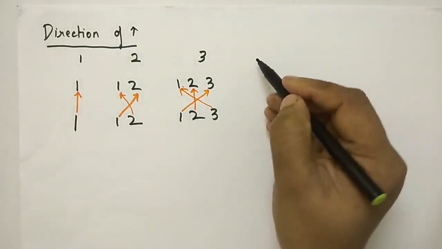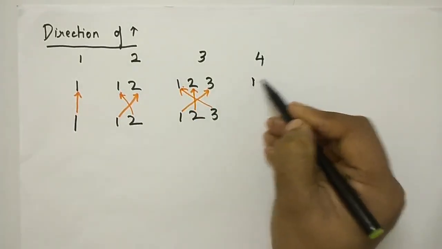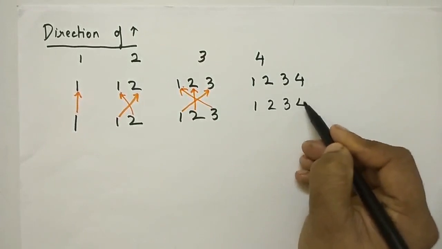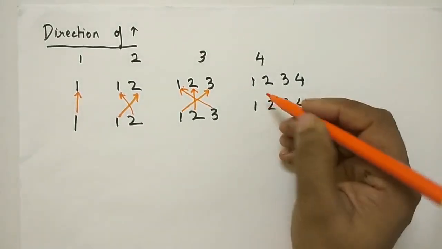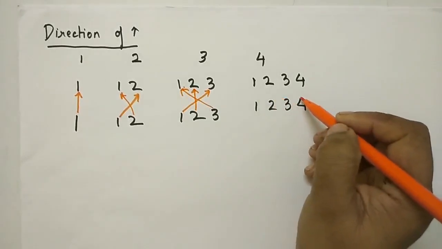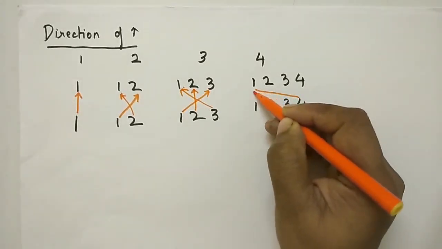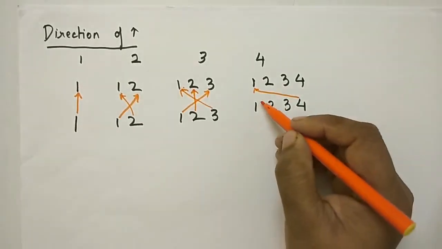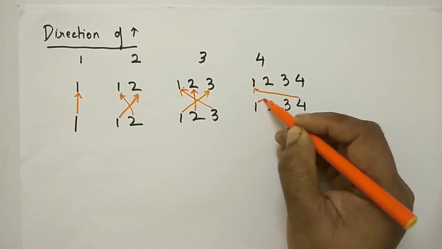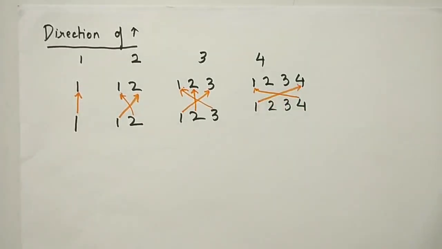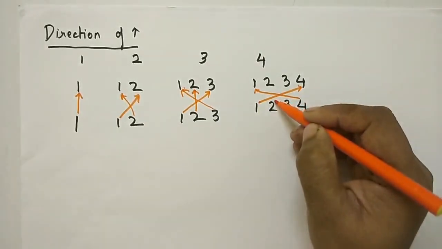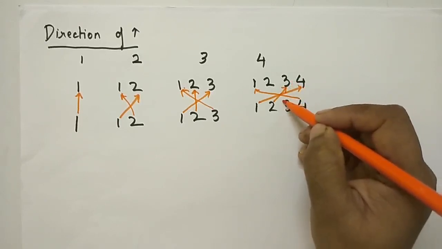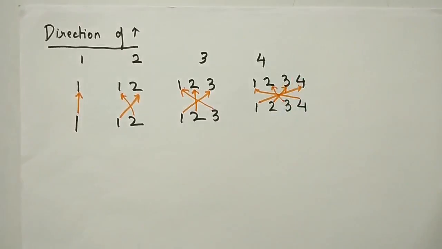If you see pattern number 4, that means the multiplicand is of 4 digits and the multiplier is also of 4 digits. Okay? In this case, the arrow starts from the last digit of the multiplier and reaches the first digit of the multiplicand. The first digit of the multiplier will reach the last digit of the multiplicand. The second digit of the multiplier will go to the third digit of the multiplicand. The third digit of the multiplier will go to the second digit of the multiplicand.